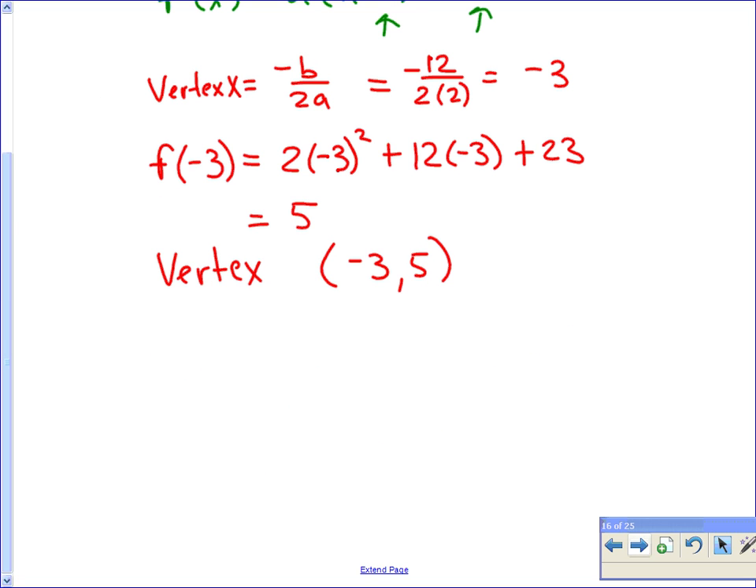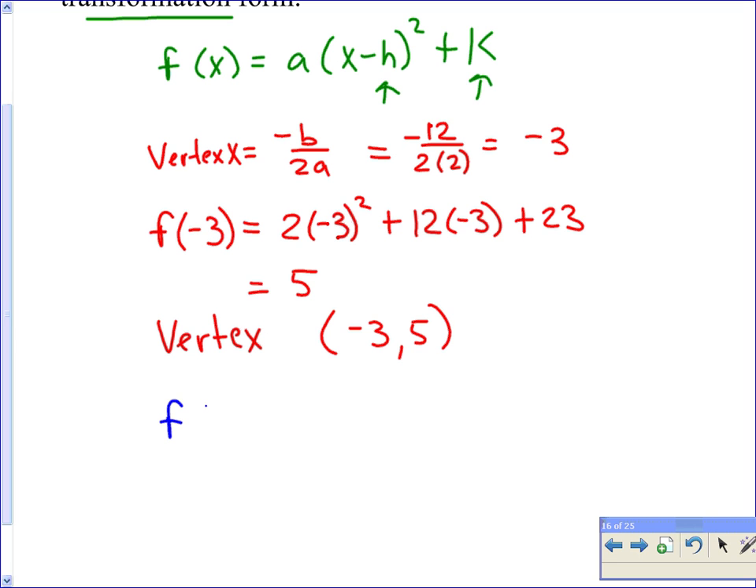Okay, now keep in mind when we are writing this in transformation form, we want our a factored out. So our a in this case would be 2. My vertex is going to be x minus this x here, so it's going to be (x + 3) quantity squared plus my 5. Okay, so there we go. That's what it is, and that's what you'd get if you completed the square also.